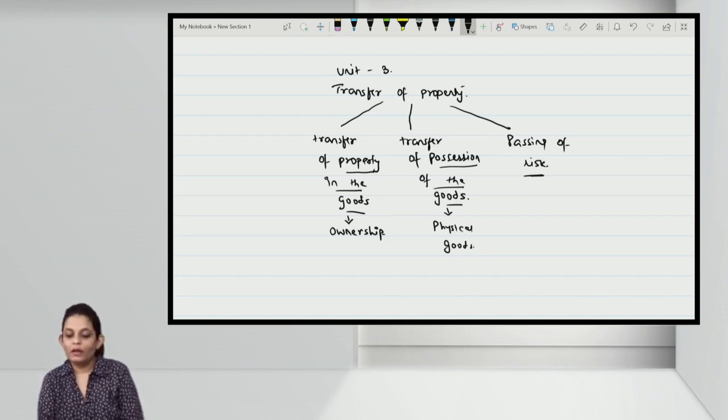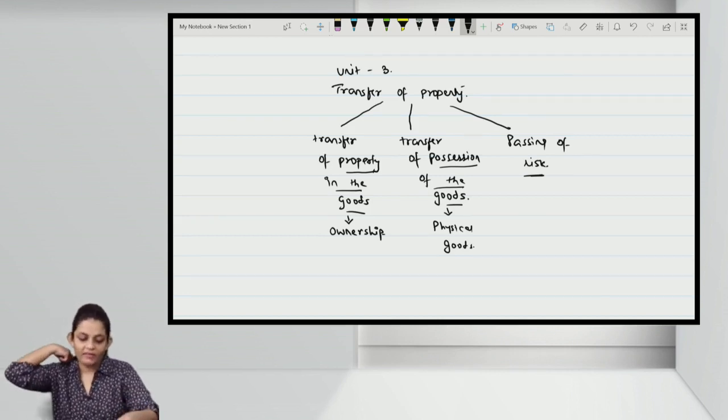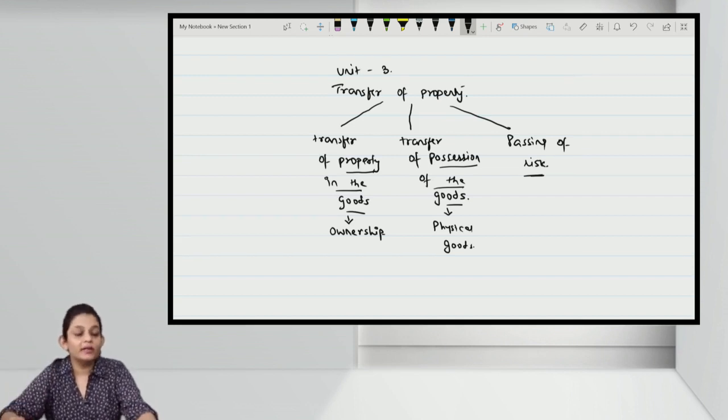Correct. S sold his goods to B and the goods are still with S. S says to B, please take your goods. The goods are ready. Please kindly take the delivery. B says, yeah, I'll take it, don't worry. But that taking never came. The goods were destroyed. Who will bear the loss? Seller or buyer? Buyer, because he is the owner of the goods.